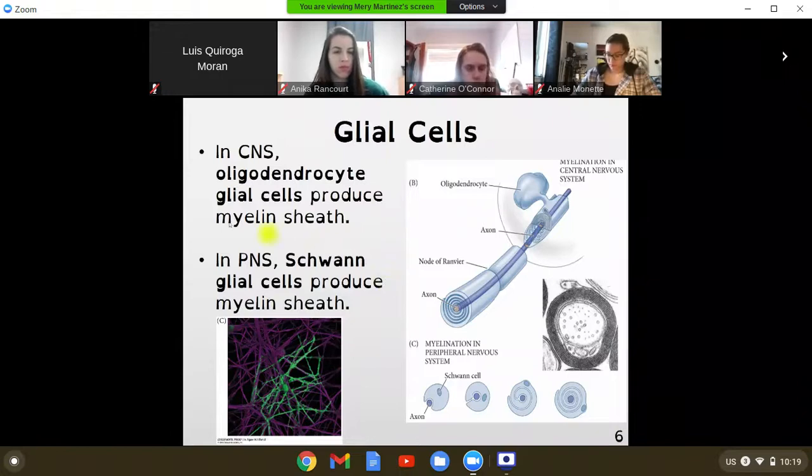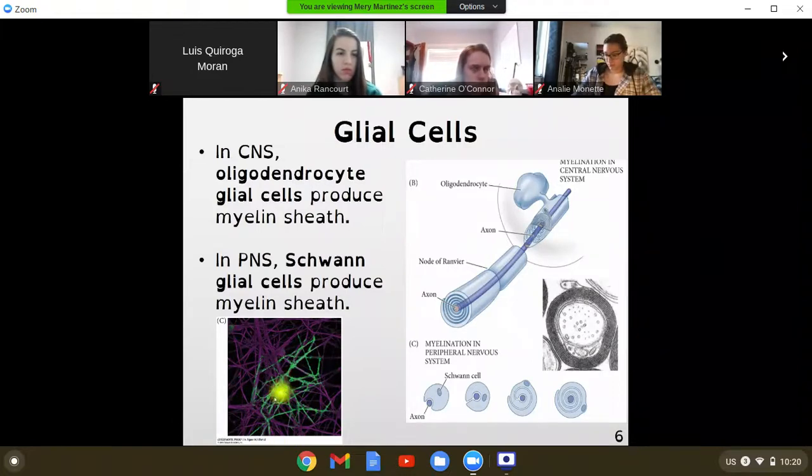In the central nervous system, oligodendrocytes, glial cells, produce the myelin sheaths. So these are the ones I have here in green. These are oligodendrocytes surrounding multiple axons. The axons are the ones that are in purple. The green is the myelin sheaths in here.